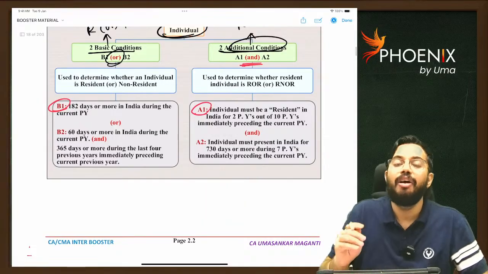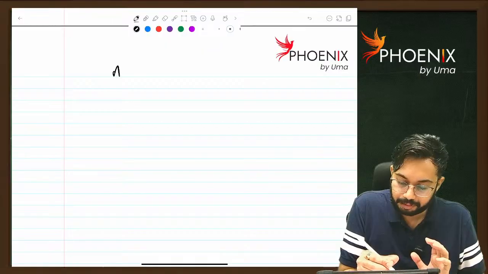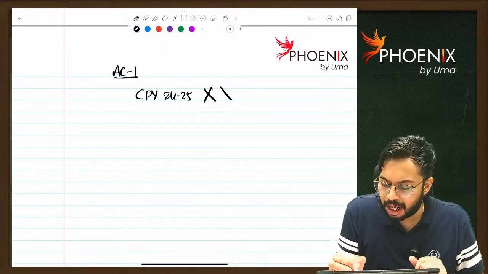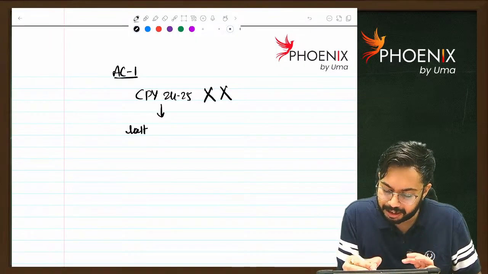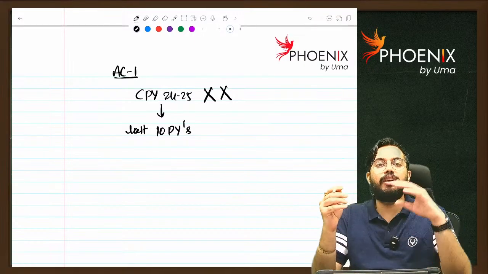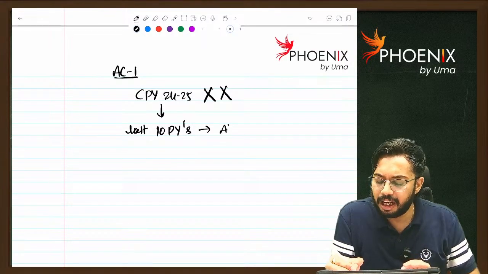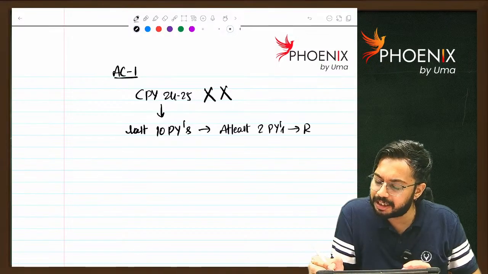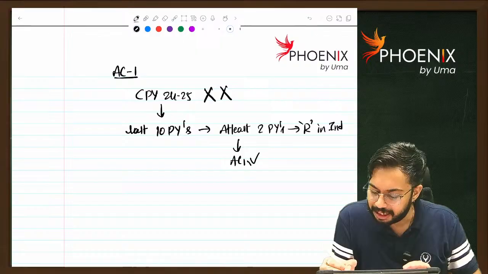Additional condition 1. What does A1 say? Whatever the current previous year is, ignore the current previous year. Don't consider the current previous year. Take the last 10 previous years. Last 10 previous years means 23-24, 22-23, 21-22, likewise. In the last 10 previous years, if he is resident in India for at least 2 previous years, then we can tell additional condition 1 is satisfied.